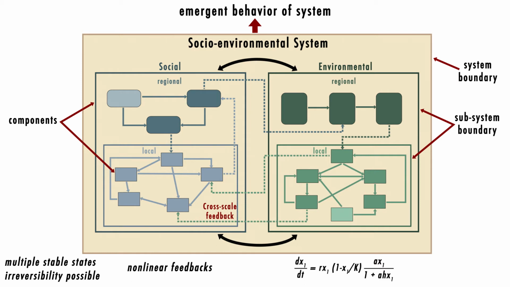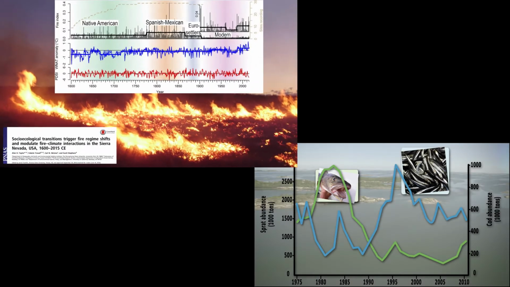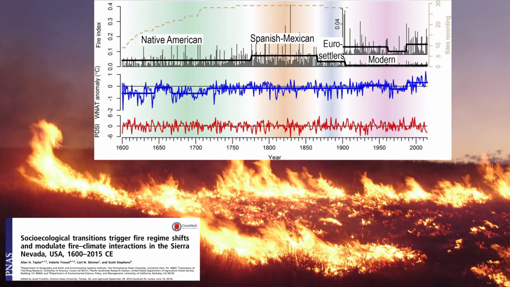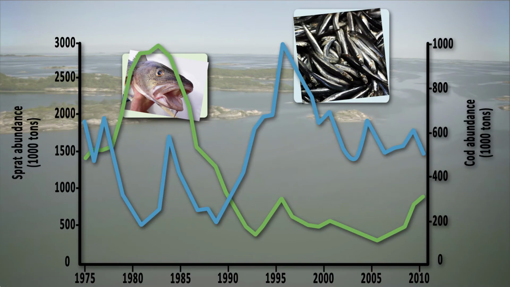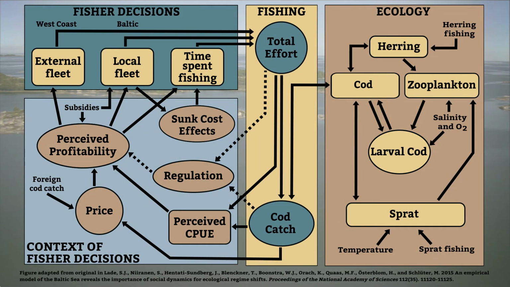Despite the challenges, there has been a great deal of interest in developing methods to predict when systems will change states. The California fire history example shown earlier is an example of a socio-environmental state change, as was the Baltic Sea cod fishery example shown in the first video of this series. Models are built based on what we know about a system from its past behavior.